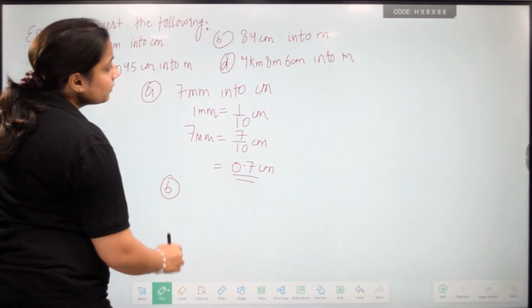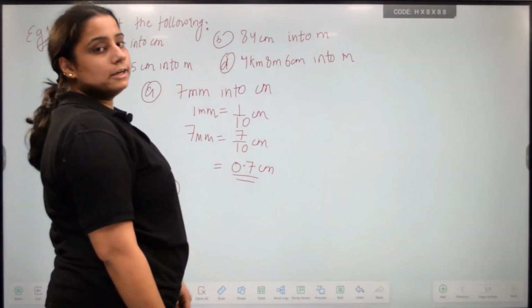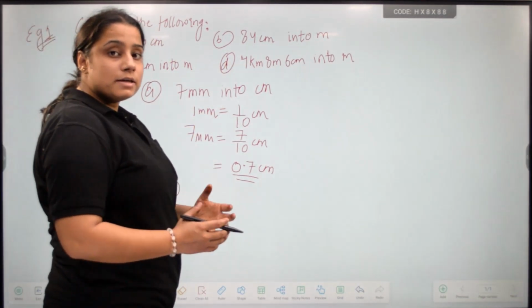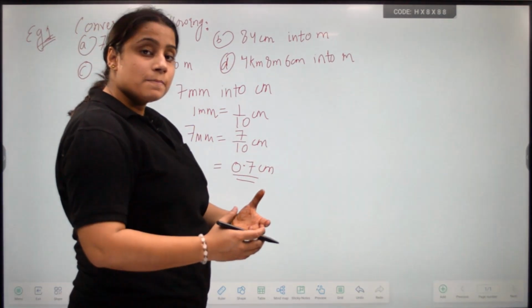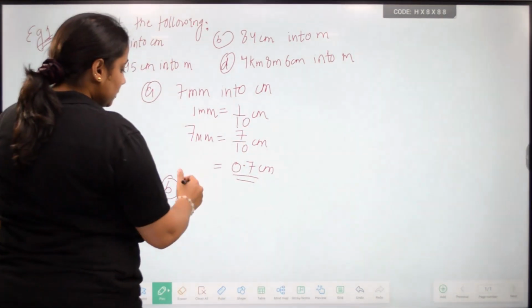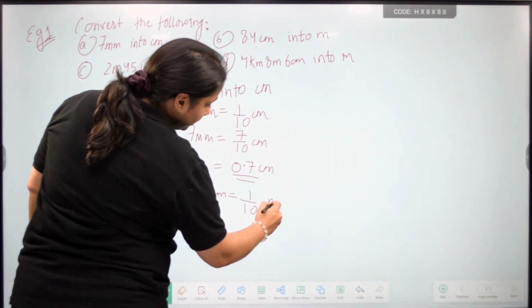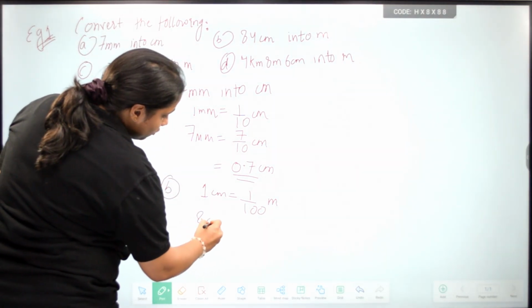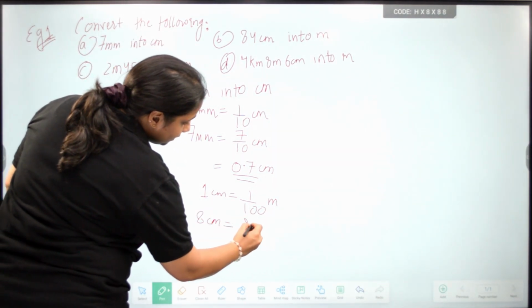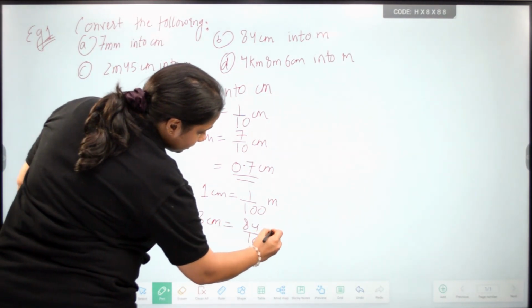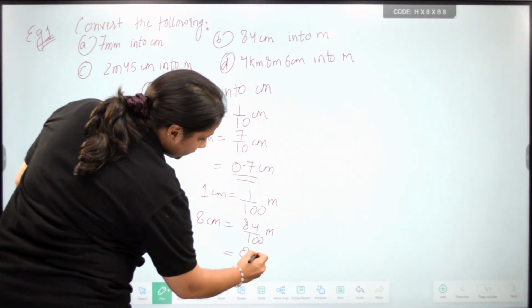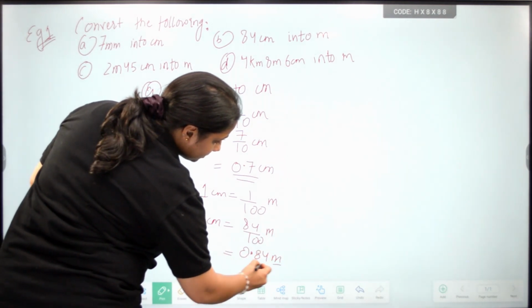Now part B, 84 centimeter into meter. We know that 1 meter is equal to 100 centimeters. Therefore 1 centimeter will be equal to 1 upon 100 meter. So 84 centimeter will be equal to 84 by 100 meters, which is equal to 0.84 meters.